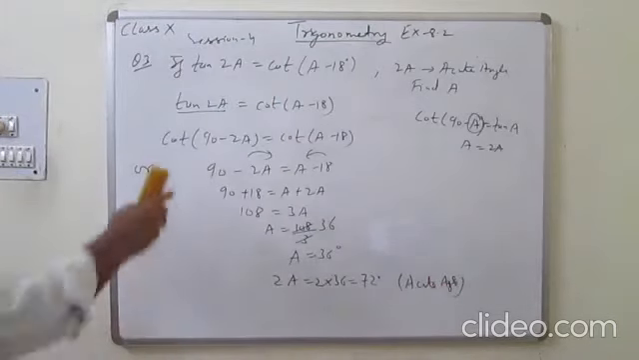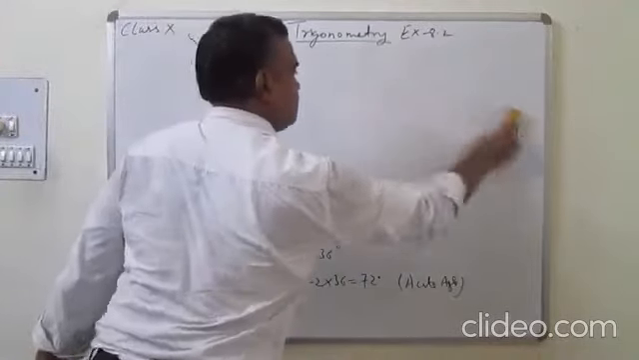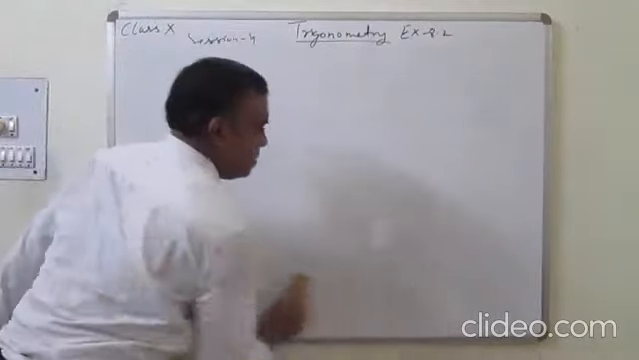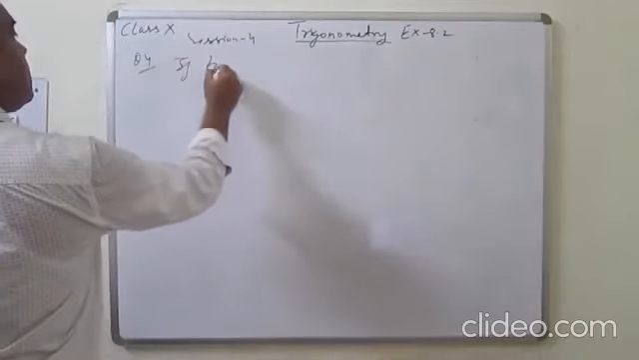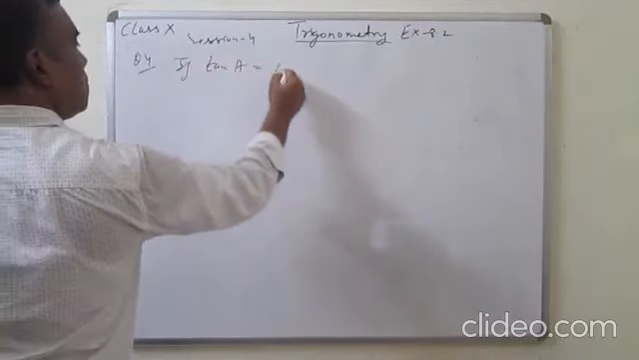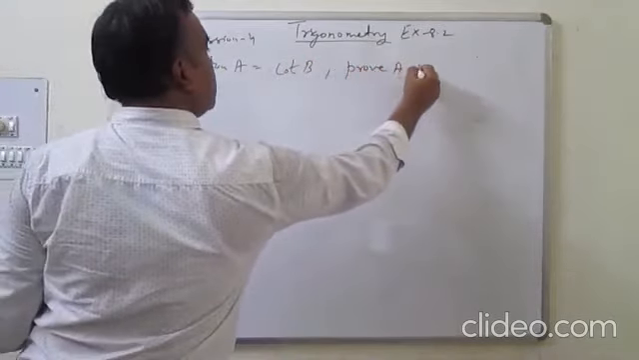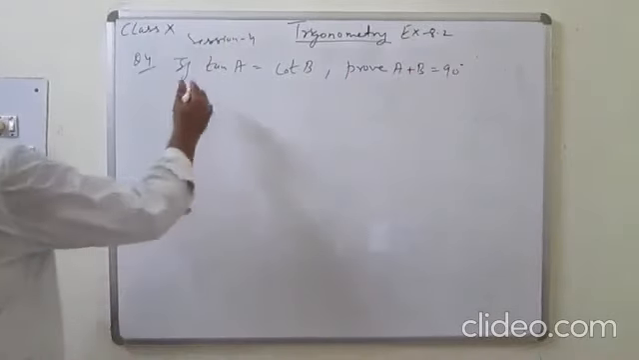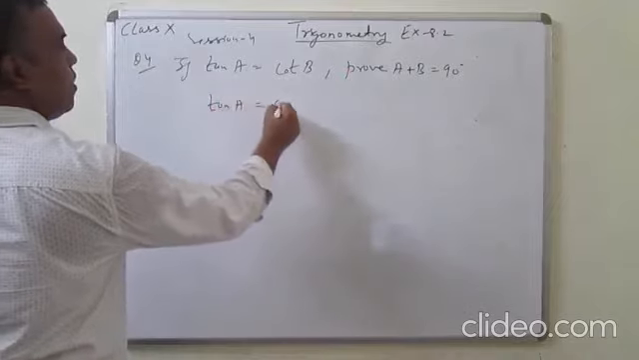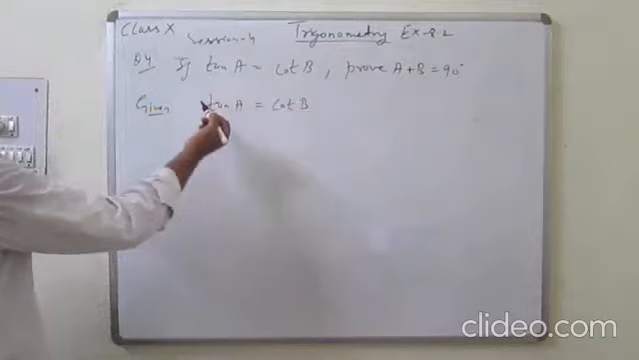Now another question. Question number 4. If tan A is equal to cot B, prove A plus B is equal to 90 degrees. So you have to use a formula in this. Tan A is given to you as cot B. You can change either one of these.